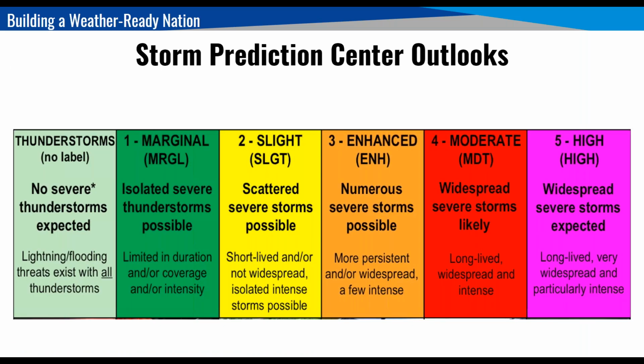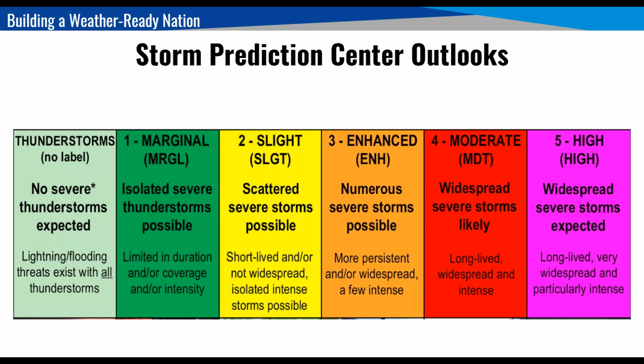So when looking at the outlook stage, the Storm Prediction Center issues the outlooks for the National Weather Service. There's 6 different categories on the outlooks. The first stage, starting from left to right, is the thunderstorm stage. This is when no severe thunderstorms are expected. But as always, with any kind of thunderstorms, lightning and flooding threat can still exist.